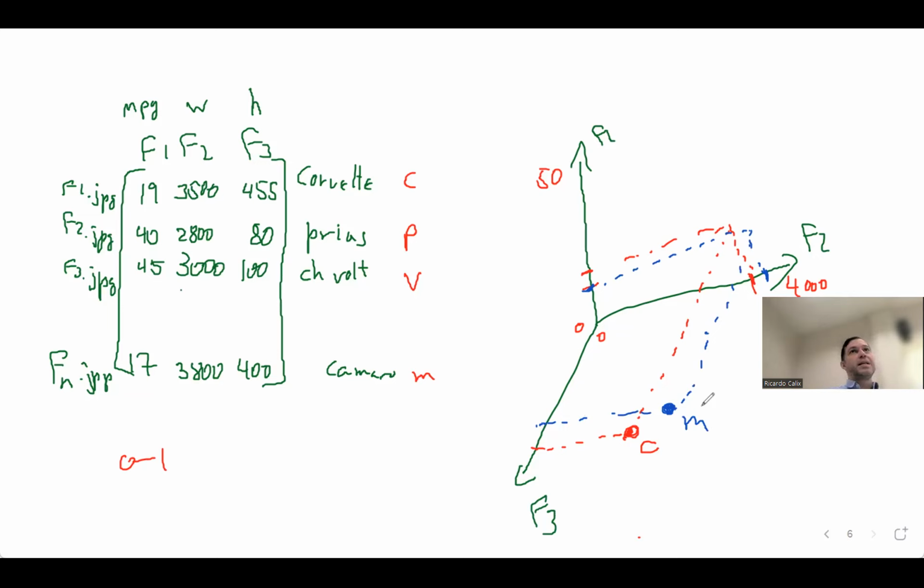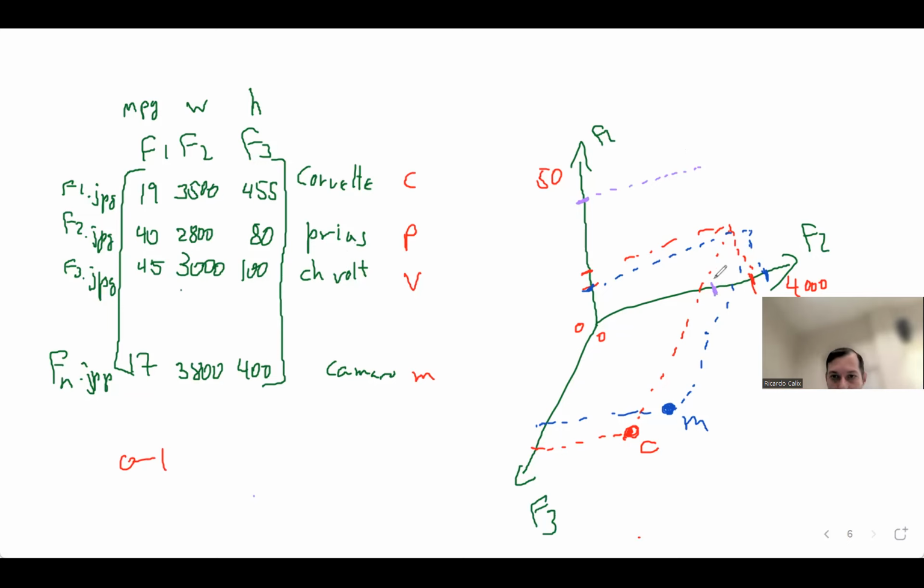Now let's look at the other cars that are actually more dissimilar. I'm going to switch to yet another color. I use this one. Let's start with the Prius, P. The Prius has 40 for F1. So that's already up here, right? You can see it starts to do something. If we look at F2, the Prius is at 2,800, and that goes to 4,000, so that's definitely lower, about here, correct?